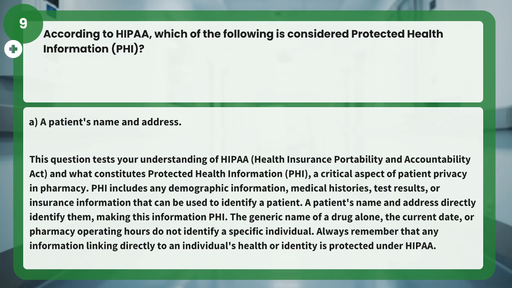Answer A. A patient's name and address. This question tests your understanding of HIPAA, the Health Insurance Portability and Accountability Act, and what constitutes protected health information, PHI, a critical aspect of patient privacy in pharmacy. PHI includes any demographic information, medical histories, test results, or insurance information that can be used to identify a patient. A patient's name and address directly identify them, making this information PHI. The generic name of a drug alone, the current date, or pharmacy operating hours do not identify a specific individual. Always remember that any information linking directly to an individual's health or identity is protected under HIPAA.